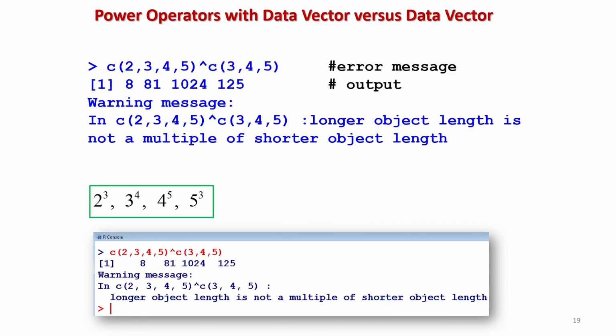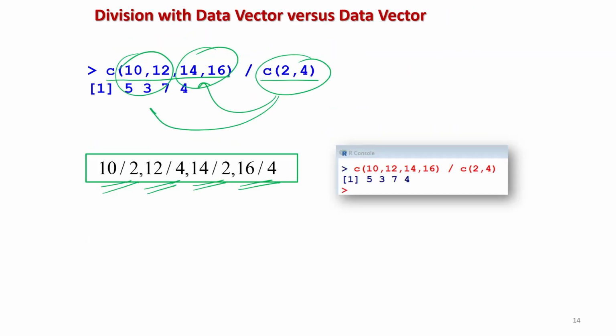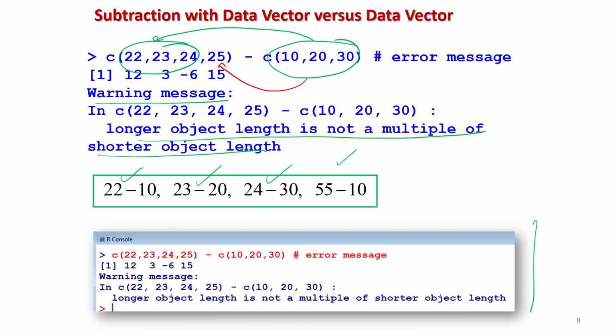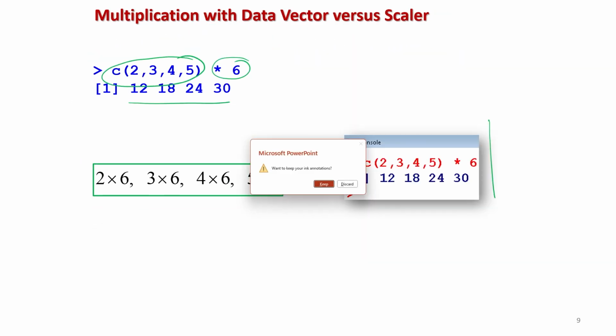And if you try to take data vectors of different lengths, the first data vector has 4 elements and the second data vector has 3 elements. So, this will become 2 cubed, 3 to the power 4 and 4 to the power 5, and then once again 5 cubed, but after that there is no number. So, it will give you a warning message. So, you can see that it is pretty straightforward.